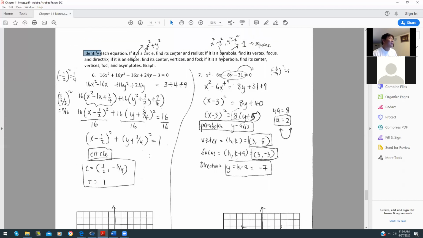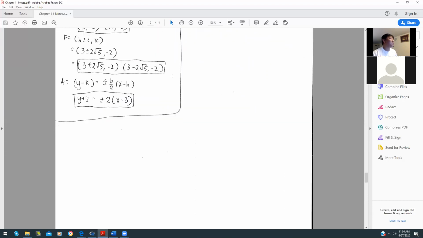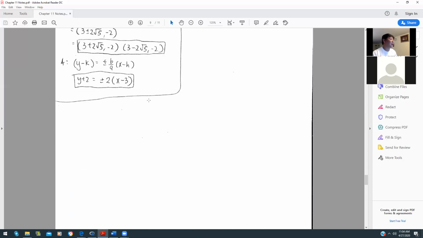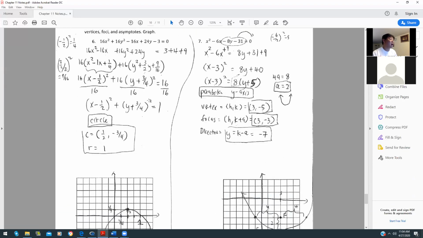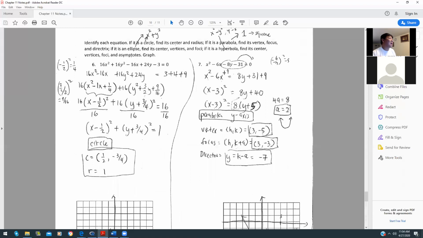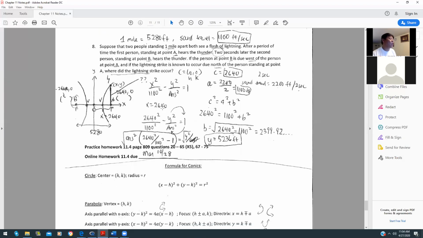Another part of your test is writing an equation. If you look at question 5, they want you to write an equation. Also, you have word problems in your test. So make sure you know that in chapter 11, you will have 3 types of questions come up in your test. One is identifying the conic section. The second is writing an equation. And the third type is word problems.